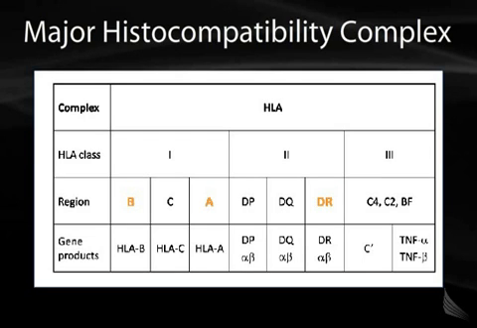So we see some cytokines, some complement proteins being produced, but not typically what we think of when we think of MHC in terms of immune function. That's more Class 1 and Class 2. So let's dig into those a little bit.